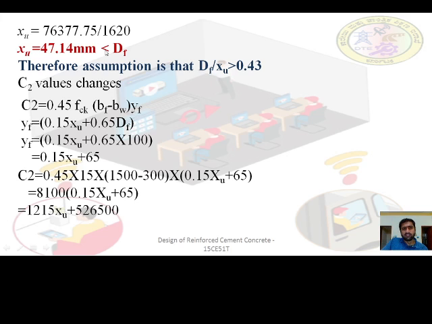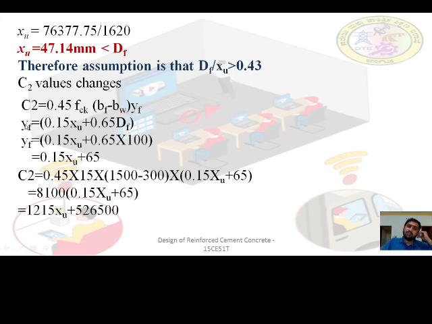If it is greater, then no issue, we will go to step 3. If it is less, then we have to recalculate it by introducing a new term called YF. See, in the last problem XU was greater than DF, so we went directly to the next step. In this problem XU is less than DF. That's why we are recalculating the C2 value.